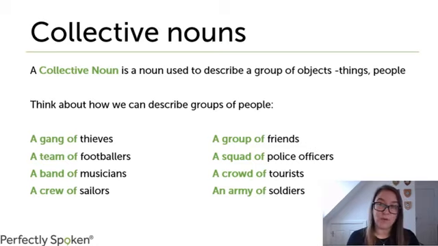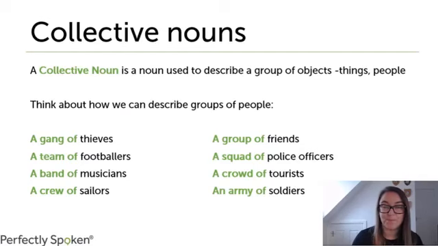Now, the point here is that all of these words, realistically, they all mean a group of thieves, a group of musicians, but by using a more descriptive word, such as a gang, or a band, or a crowd, you add extra information. For example, a gang is often used in a negative way. A noun like crew, for example, is often used to describe a professional group of people. So rather than just saying group, these are different ways of describing groups that give the listener more information.